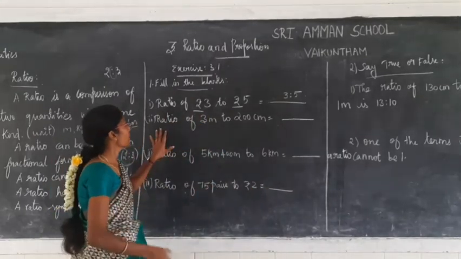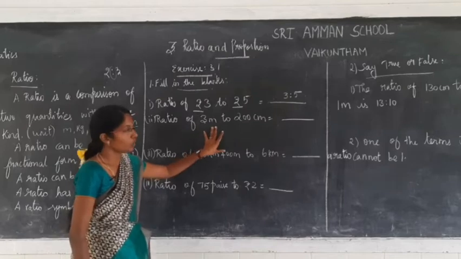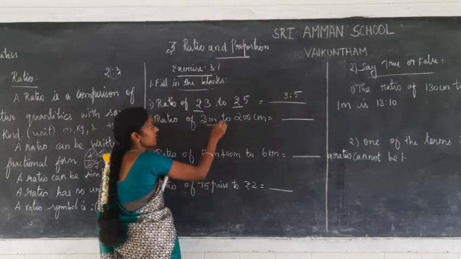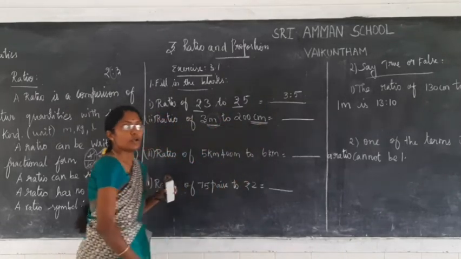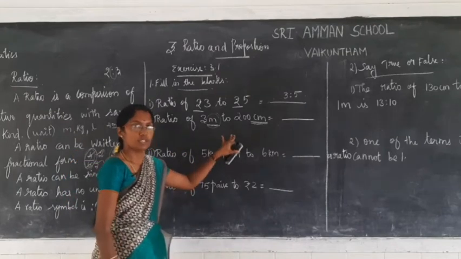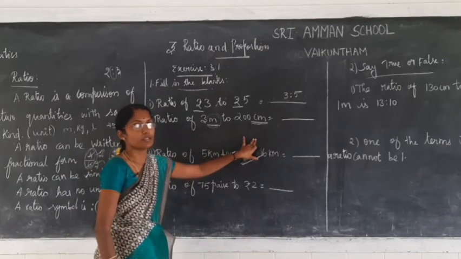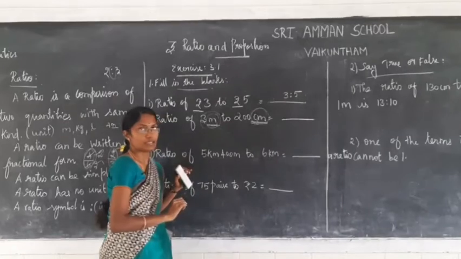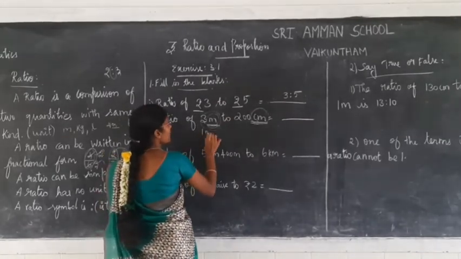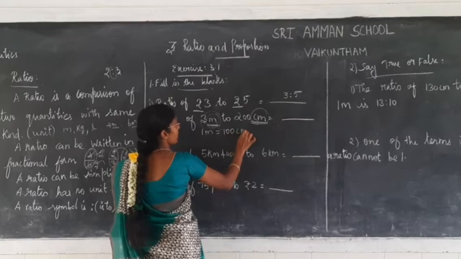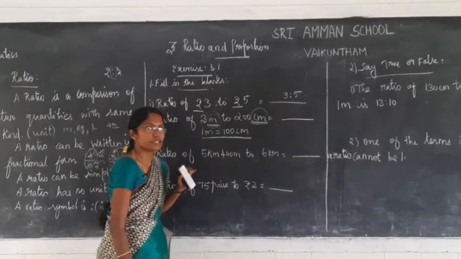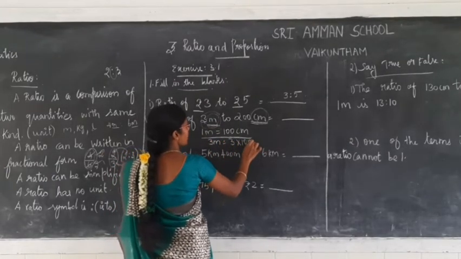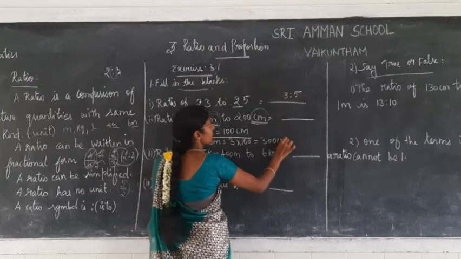Okay. So next one, ratio of 3 meter to 200 centimeter. What is the unit here? The unit is meter here and here it is mentioned as centimeter. So it should be converted. What is the lowest unit? The lowest unit is centimeter. So this meter is to be converted into centimeter. How will you convert? 1 meter equal to 100 centimeter. So 3 meter equals 3 into 100, which is 300 centimeter.